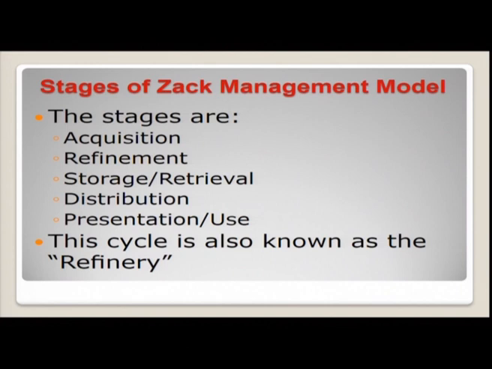Now, let us see the stages of the Zach management model. We have 5 different stages. One is the acquisition stage, second is the refinement stage, third is the storage and retrieval stage, fourth is the distribution stage, and the fifth stage you call the presentation or the use stage. My dear viewers, as far as the Zach management model is concerned, it is a very important 2-mark question. What are the stages that are present in the Zach management model? And even in the previous slide, what are the 4 different knowledge management models that are in use today? It is also an important question.